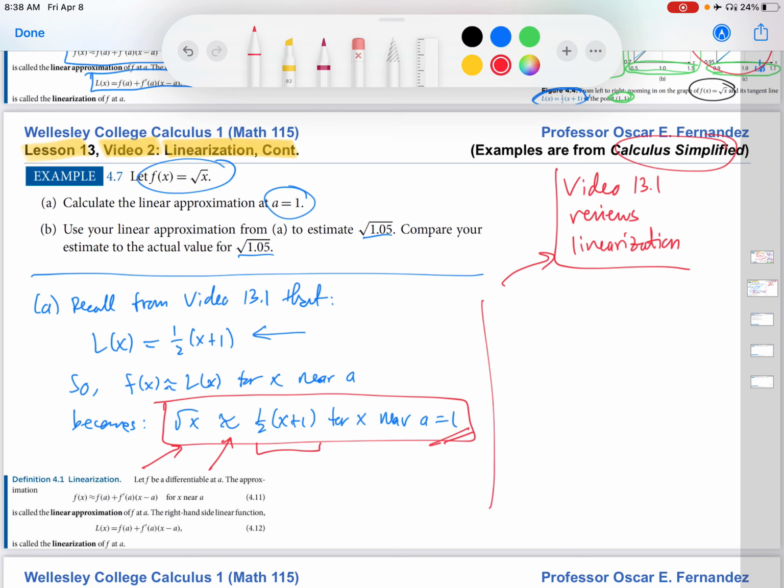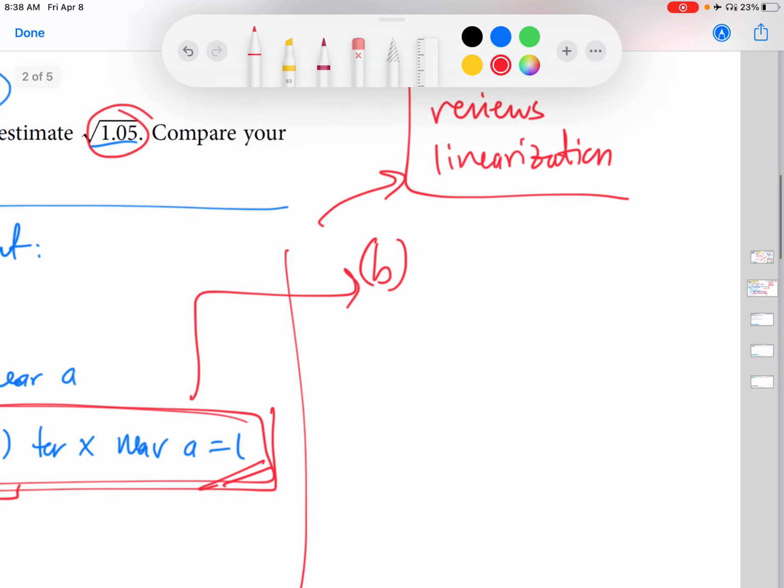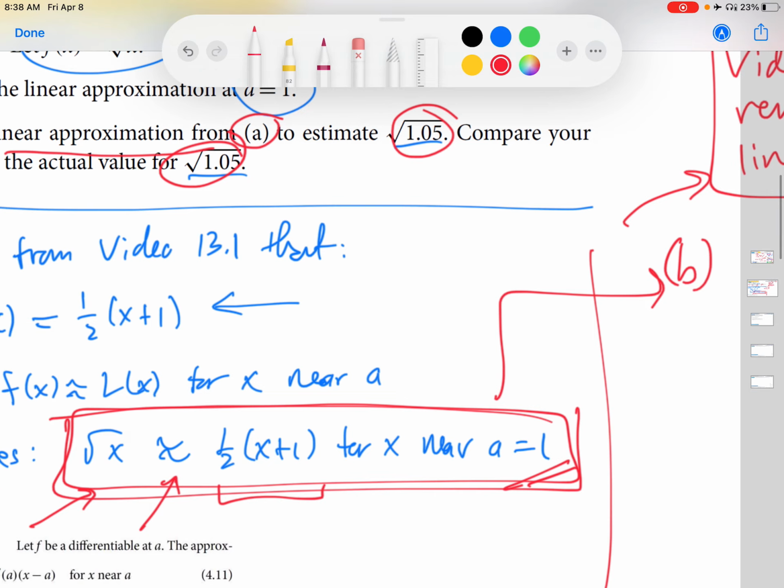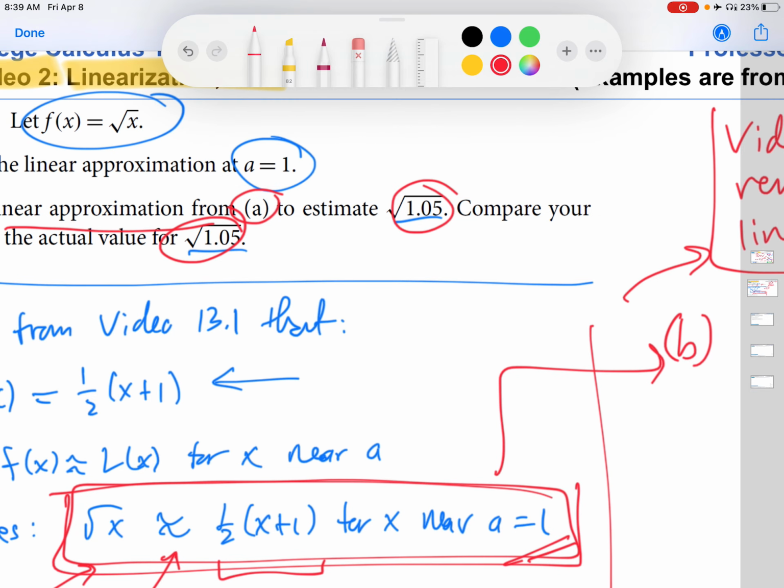Now let's go back to part B and talk about that approximation. We also did this at the end of the previous video, so I am going to pull forward some of that information. Part B: use your linear approximation from A, in other words use this red box, to estimate square root of 1.05, and then compare your estimate to the actual value of square root of 1.05. So what would I do here? First of all, just a tiny point: f of x is square root of x, so square root of 1.05 is therefore f of 1.05.